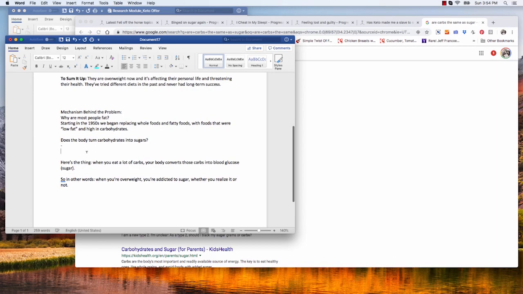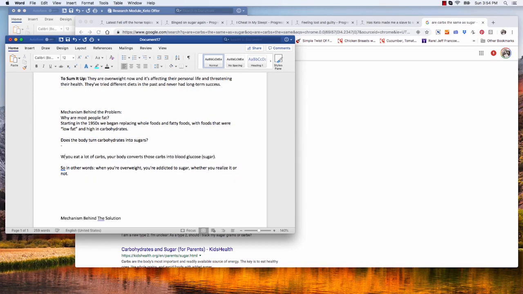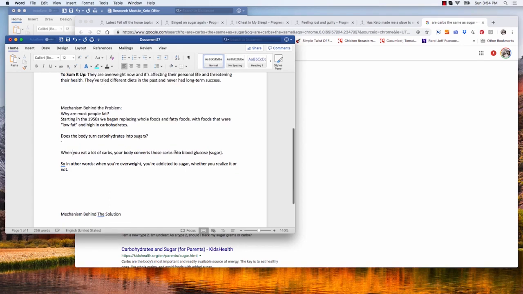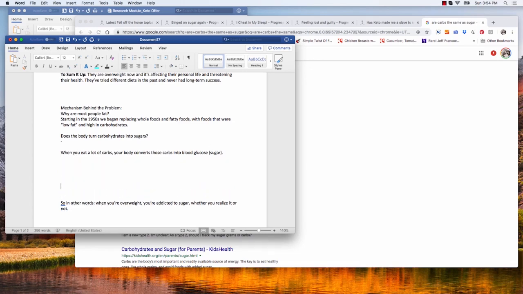So assuming that I'm right, when you eat carbs, they're turned into blood glucose or sugar. Yeah, this makes sense. Okay, that's interesting. I'll put that down later, so this is messy. It's like I magically have my mechanism, but okay.